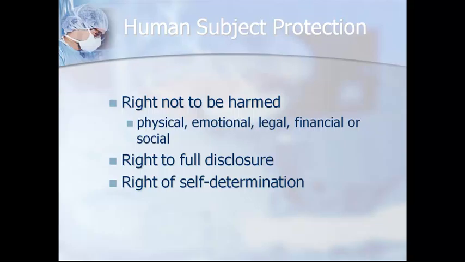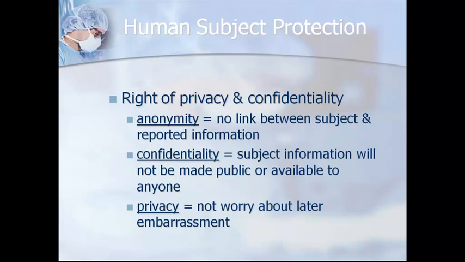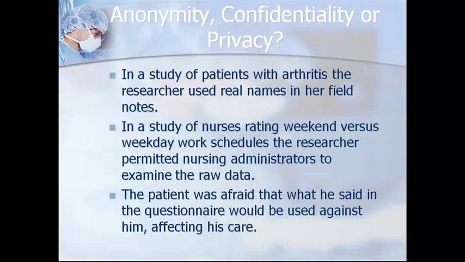Okay, so human subject protection. They have the right not to be harmed, physically, emotionally, legally, financially, or socially. Your subjects also have the right to full disclosure and the right of self-determination. For anonymity, you should use code names or numbers to ID your subjects. For confidentiality, your subjects' information should remain protected. And for privacy, the information will not be used to embarrass someone. This will allow subjects to behave normally without the concern of future replications of their behaviors.